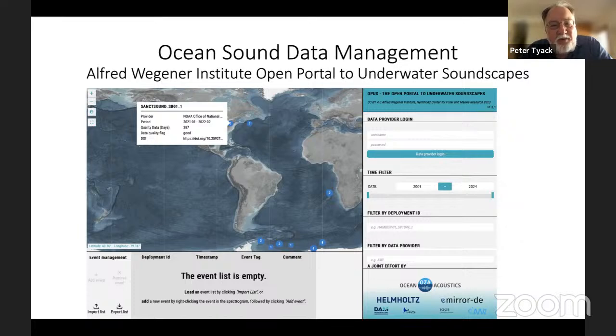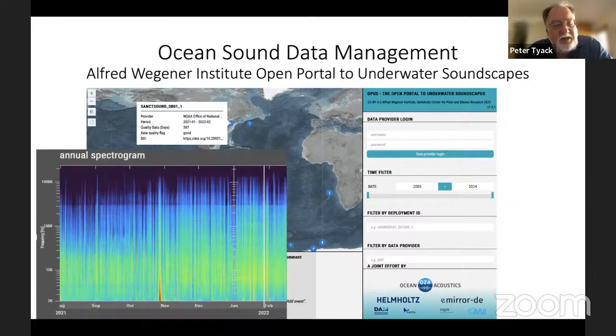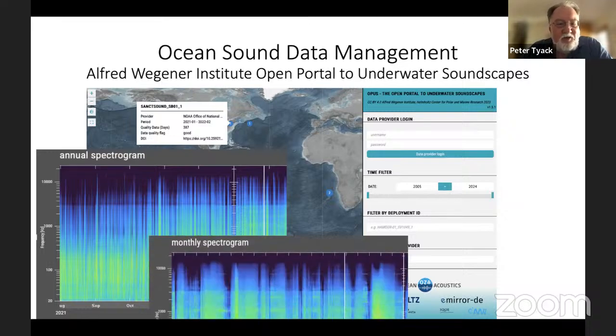You can see the map. It isn't fully filled out. It's still just in its infancy. But I'll show an example of data from a sanctuary provided by the US National Oceanic and Atmospheric Administration near Cape Cod in the US. And here's an example of an annual spectrogram of their data, which shows some event happening in the end of October, early November, but is very hard to interpret.